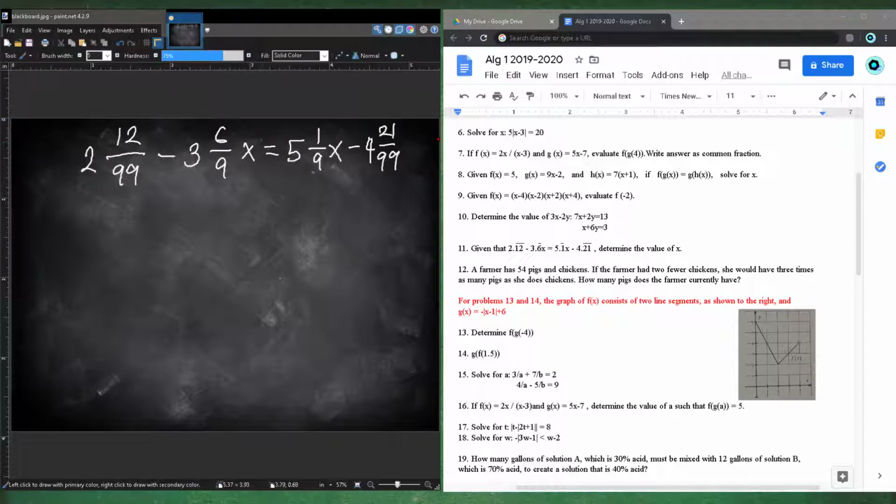So let's move all, since I see this side is positive and this side is negative for the variables, I'm going to move this variable to this side and the constant to that side. So add the 21 over 99 to this. 4 plus 2 is 6. The 21 plus the 12 is 33 over 99. 33 divided by 99 is just 1/3. So it's easy simplifying. And then move this one to this side.